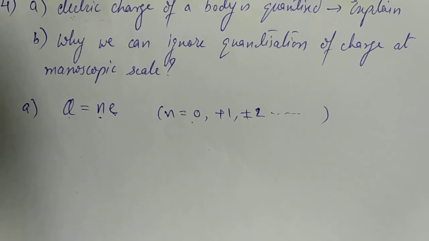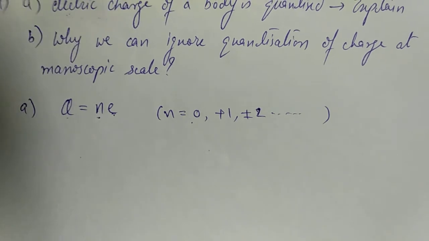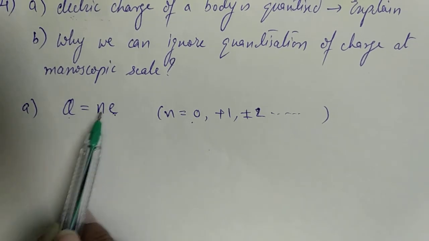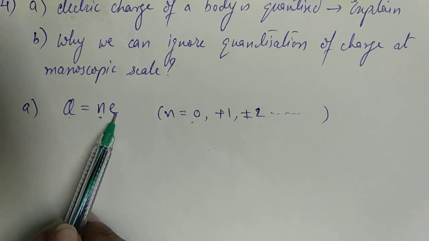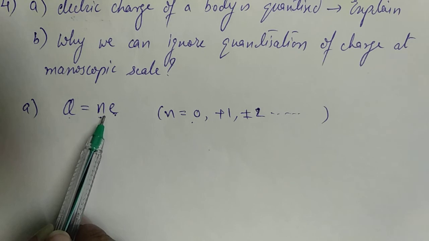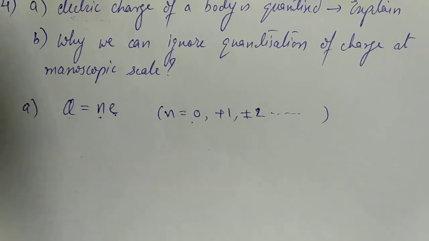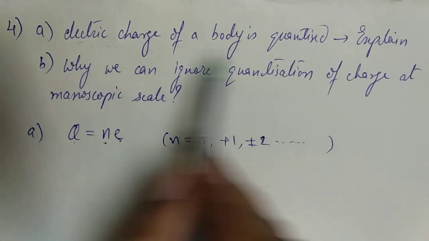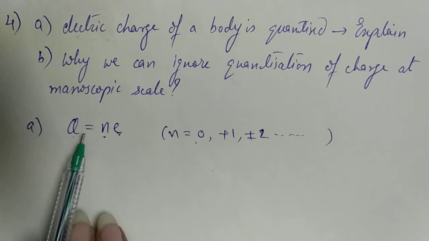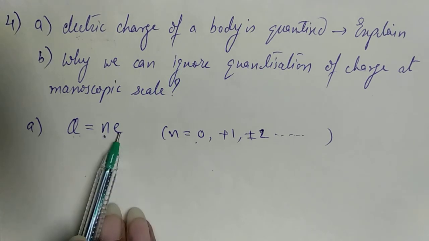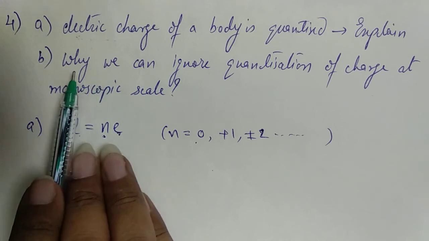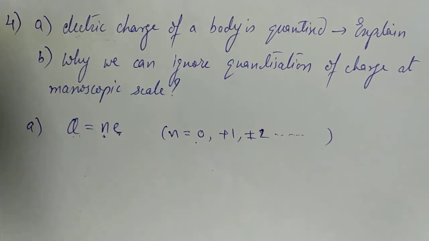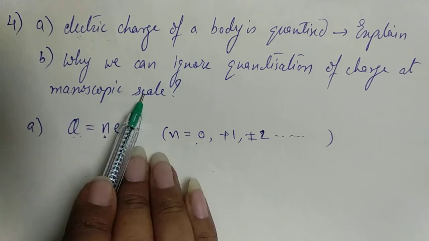But suppose if there is any extra electron in a body, then it will be in integral multiple of fundamental charge. Always the charge will be either 1 time of electron, 2 times of electron, 100 times of electron, or so. So the statement means that the total charge on the body will always be in integral multiple of the fundamental charge. Now in the second portion, they are asking why we can ignore quantization at macroscopic scale.